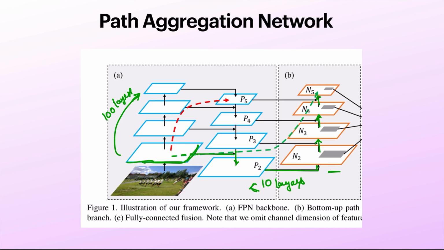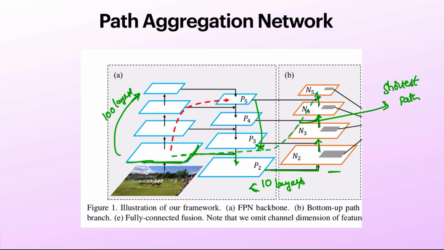If you keep FPN only, then there is no way a shorter path exists here. This cannot go like this, right? The flow is from top down, not from bottom up. It is only top down here, so this information cannot go like this. Now with this particular path, it can actually go like this, taking only a small number of layers and computations to reach from this stage to this stage. So this green path is actually the shortest path.